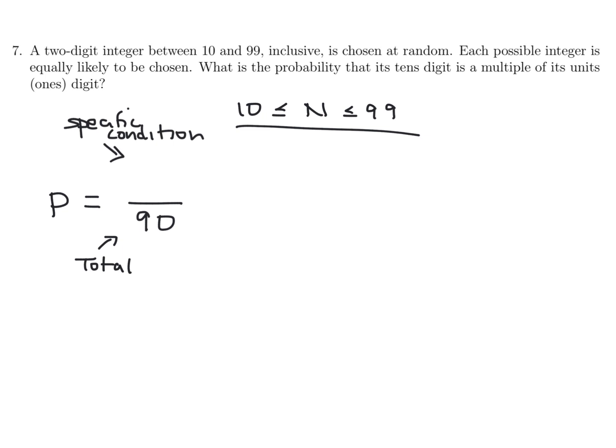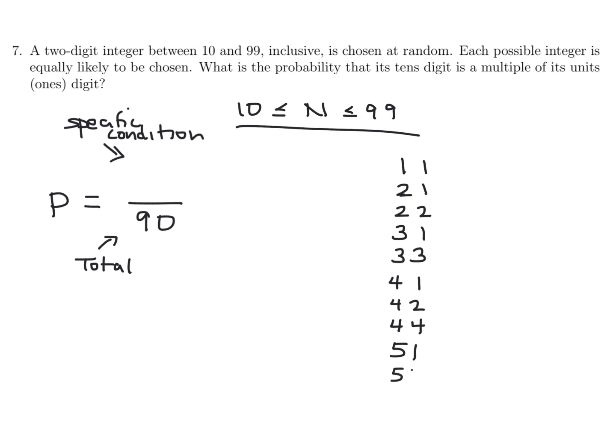Okay, so what is the specific condition that they're asking for? They want the tens digit to be a multiple of its units digit. So for example, if the tens digit is 1, the units digit would be 1. And that's the only way to get a multiple. If the tens digit is 2, it could be 1, but it could also be 2. If the tens digit is 3, it could be 1 and 3, I believe. And so on. If tens digit is 4, it could be 1, 2, and 4.